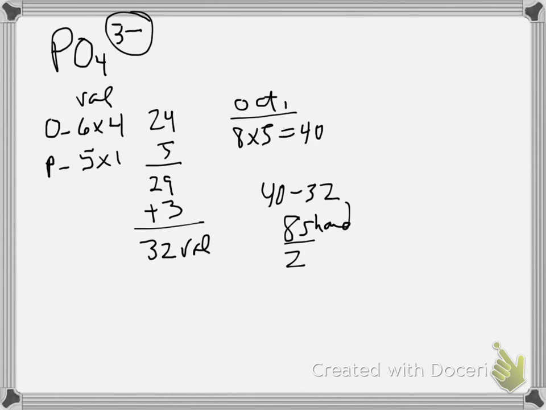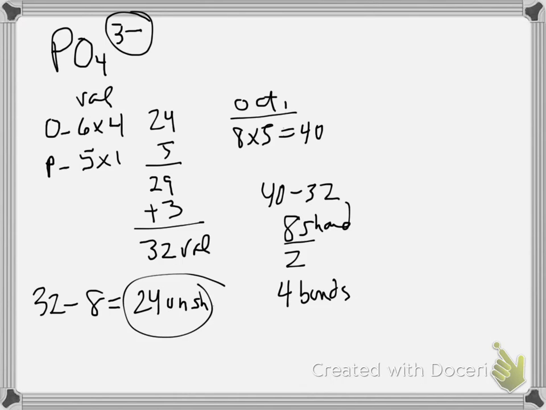Okay, so 40 minus 32, we get 8 shared divided by 2, we get 4 bonds. And we have 32. We are sharing 8. So that's 24 unshared. Okay, let me shrink all the math here.